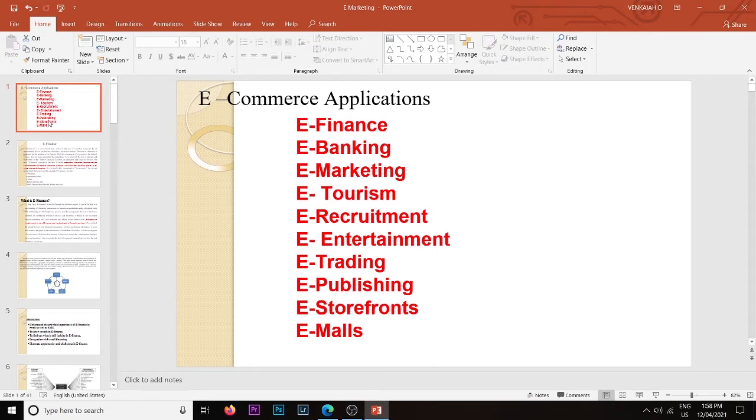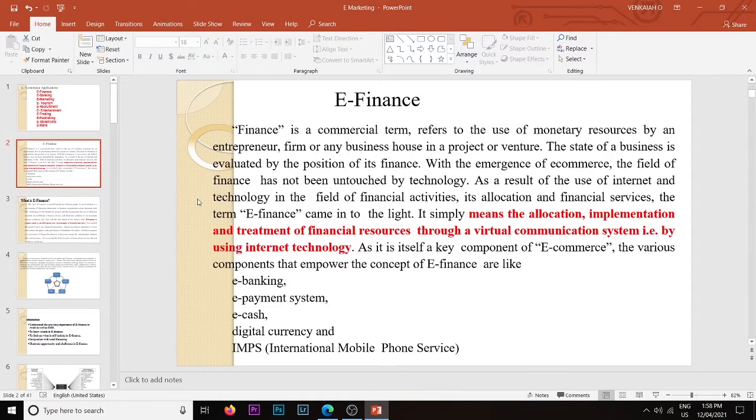Okay? So the first one, e-finance, which is a mix of e-banking, e-payment, e-cash, all comes under this e-finance. E-finance is a commercial term, which refers to the use of monetary resources of an entrepreneur, firm, or any business house for a project or a venture. Mean to say, it is a commercial term and it is the use of monetary resources.